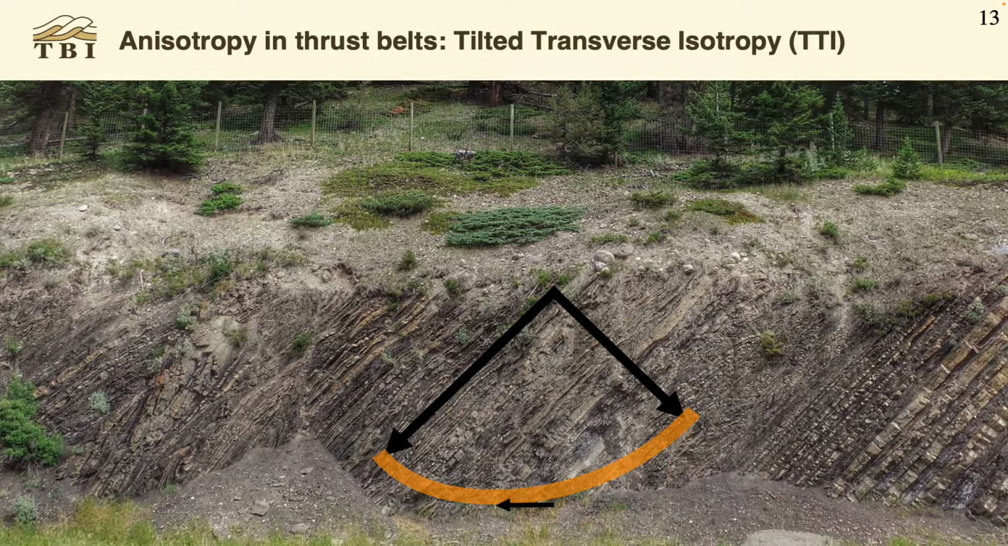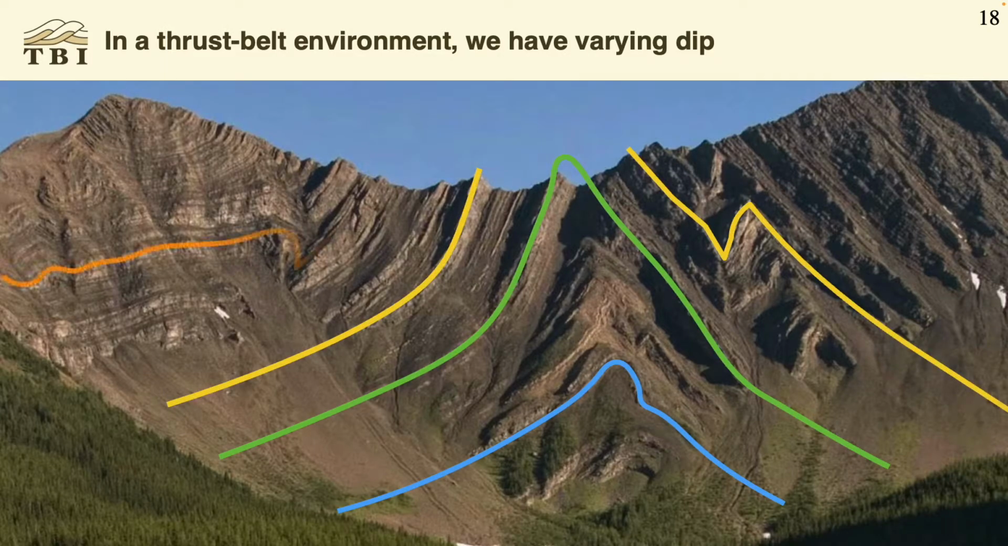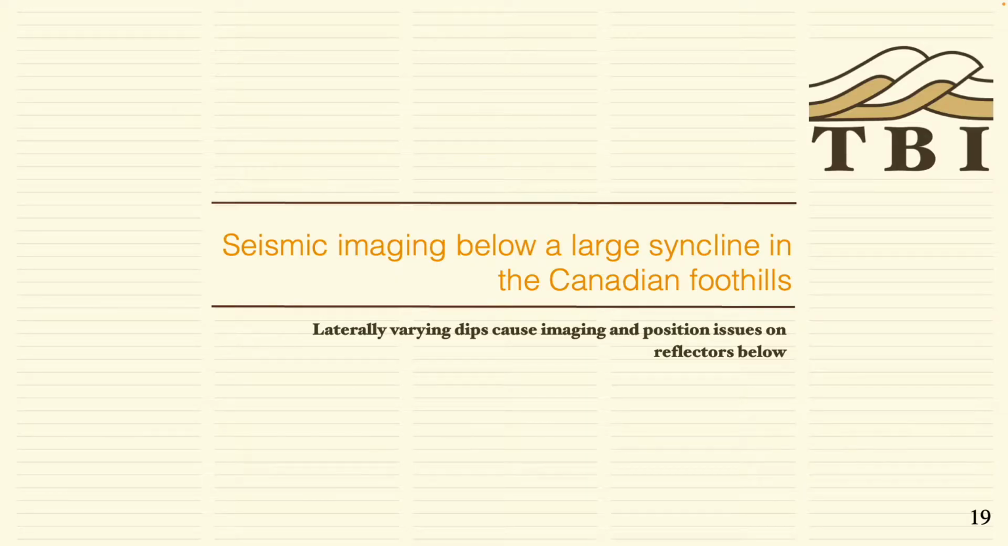But really, in reality, in a thrust belt environment, we have a significant varying dip in the near surface. So we need to make sure that we include that dip in the depth migration. So we basically need a good structural model and a really good cross section in order to get an accurate depth migration in a thrust belt environment.